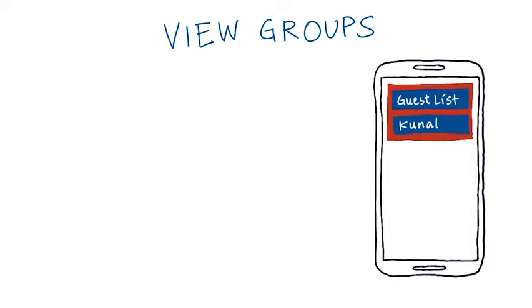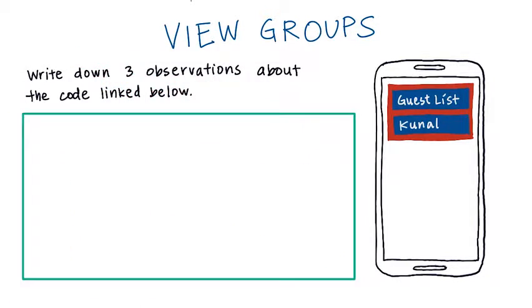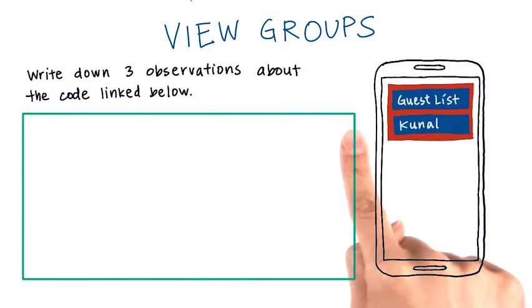In this example, we'll start with a view group that contains two child text views. This is a little more code than we're used to, but I want you to make some observations about this code. As a hint, the parent code is in red and the child text view code is in blue. We've linked that code below so you can take a look at it, and then write down 3 observations here.